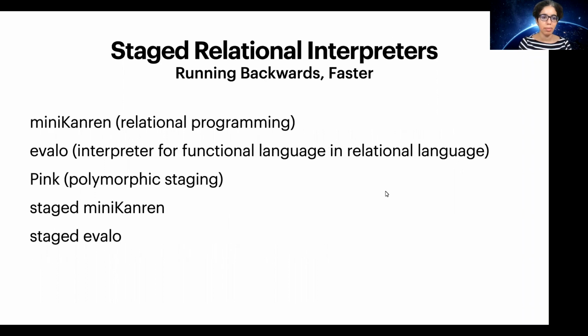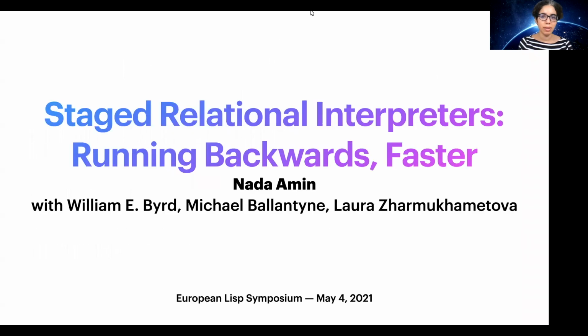And as another recap, we saw the language miniKanren, relational programming. We saw Evalo, which is an interpreter for a functional language inside the relational language. We saw Pink, which has polymorphic staging and is used to collapse towers of interpreters. We saw staged miniKanren, which is adding lifting constructs to miniKanren to enable staging. And we saw staged Evalo, which turns Evalo from an interpreter of a functional language to a compiler from functions into relations. And that's it. Thank you very much.